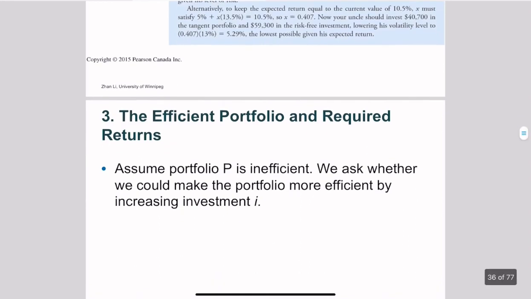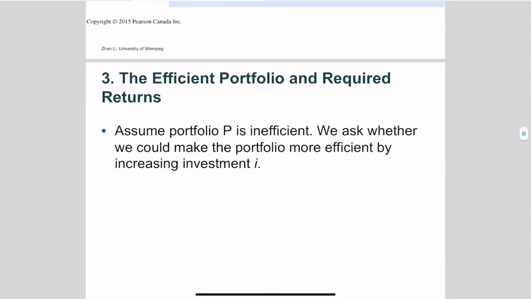So the first step is we want to understand the efficient portfolio and the required returns. So this is section 3. What is the question here? Well, the question here is, let's say we have a portfolio P, which is inefficient. And now we want to do something to make this portfolio more efficient. So what's our choice here?